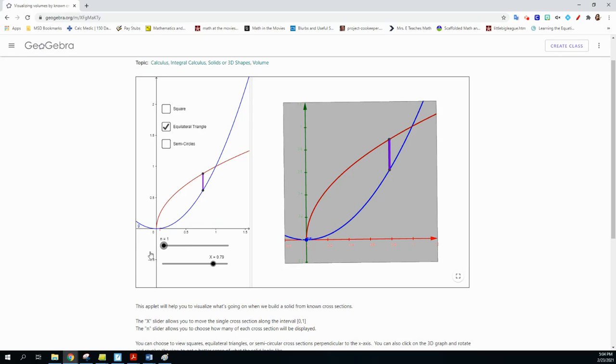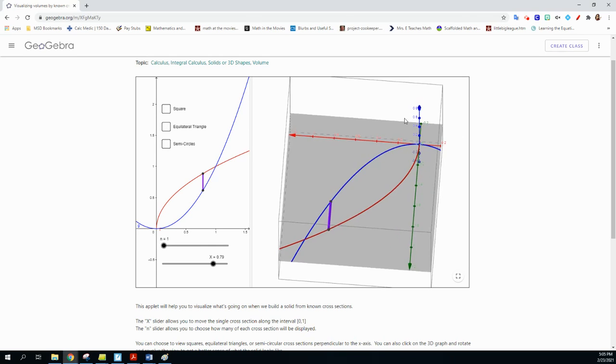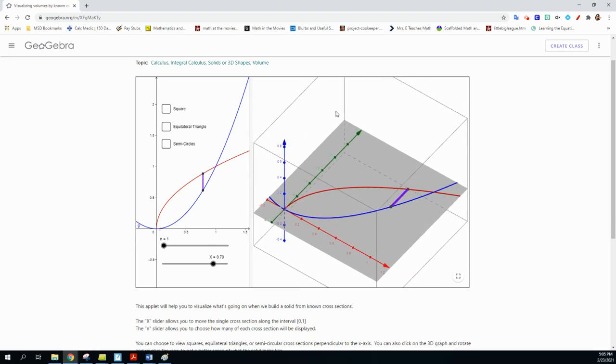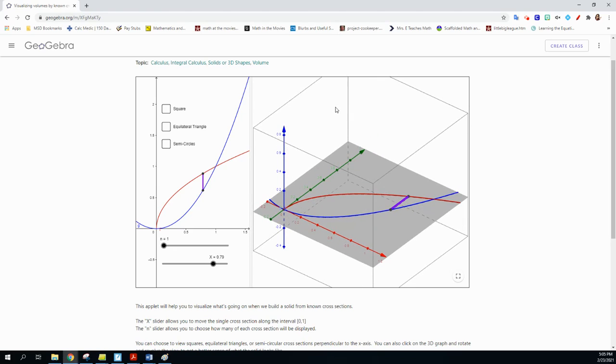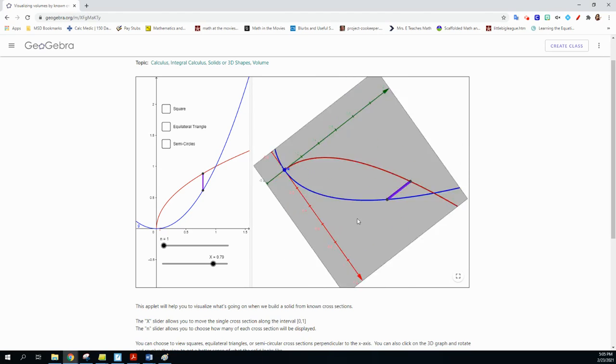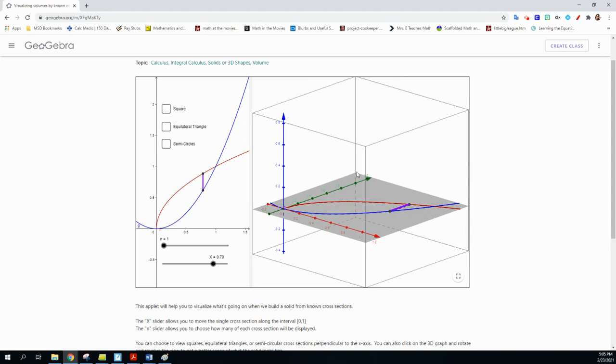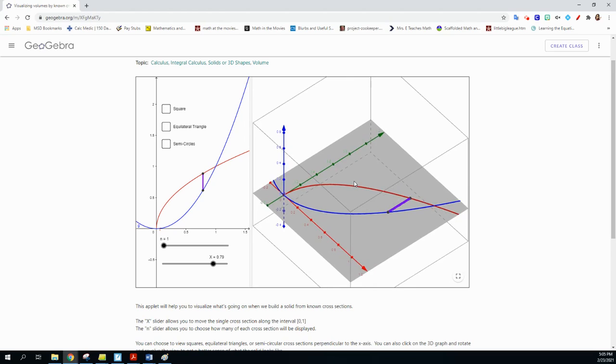So what I'm trying to do here is show you in three-dimensional form what they look like. Bear with me while I get the right orientation. We'll do it like this. The red is the x-axis. The green is the y-axis. The blue is your z, the third dimension.